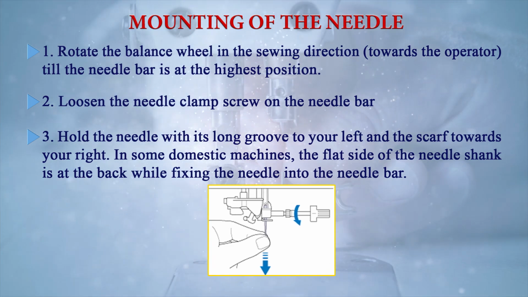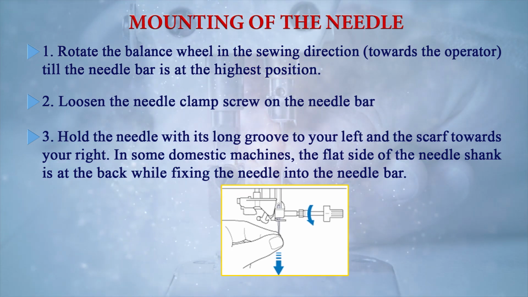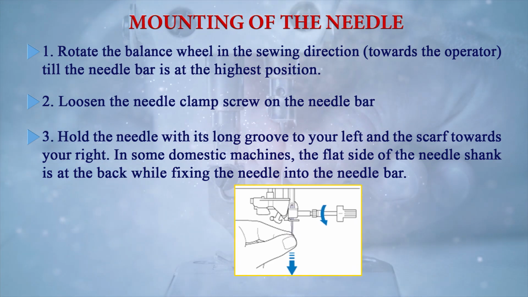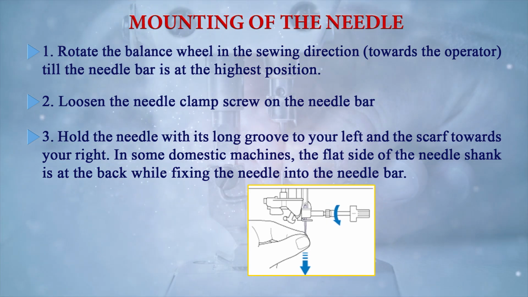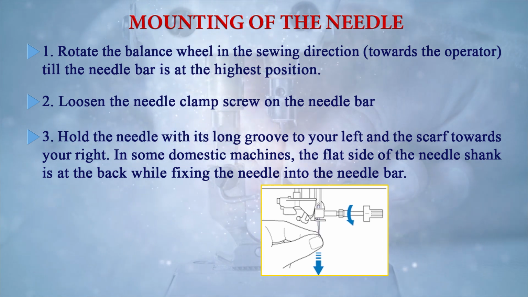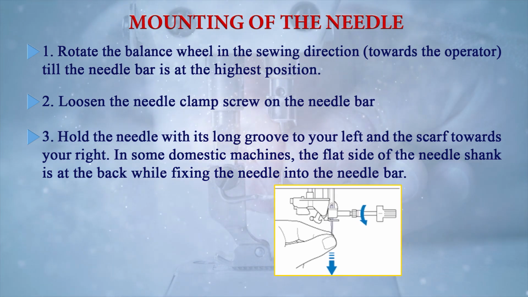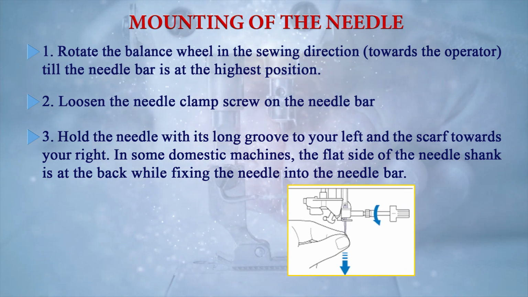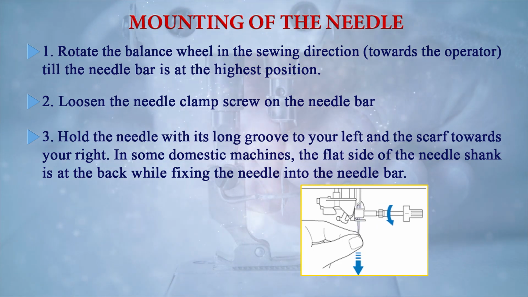Then hold the needle with the long groove to your left and the scarf towards your right. When you see a machine needle, it is pointed at the lower part and has a rounded, cylindrical part on the upper side. So hold it with the long groove to your left hand and the scarf towards your right. On some domestic machines, which are not motorized, or the old sewing machines, the flat side of the needle shank is at the back while fixing the needle into the needle bar.